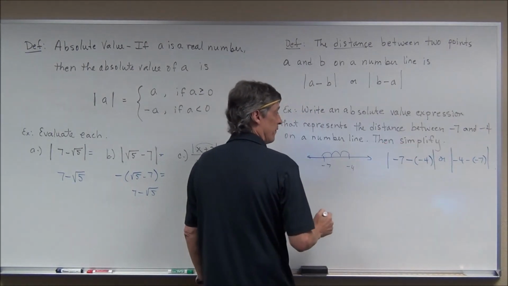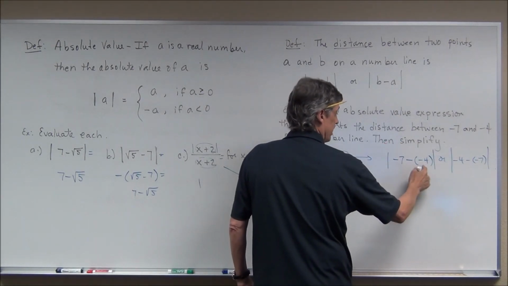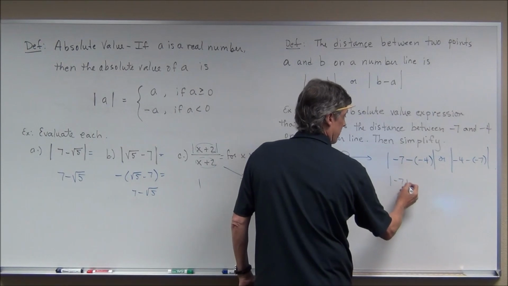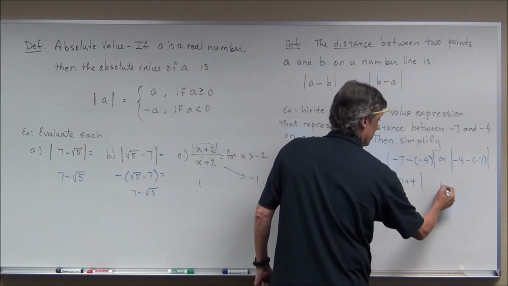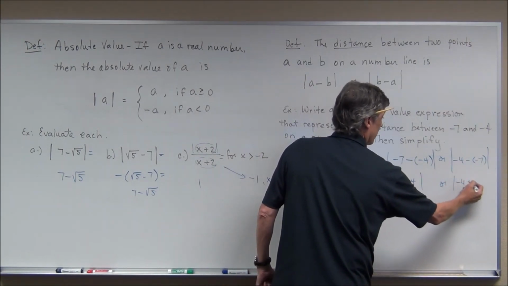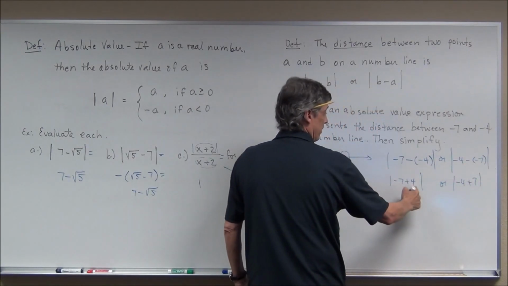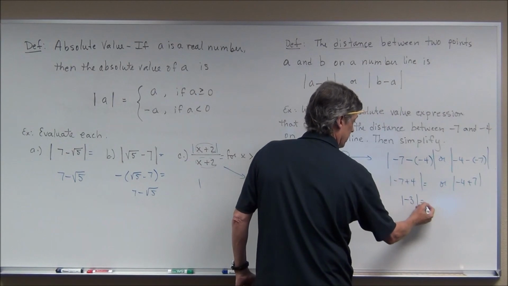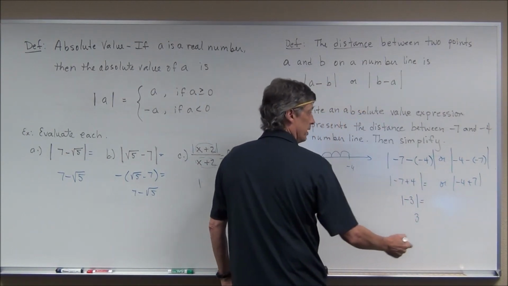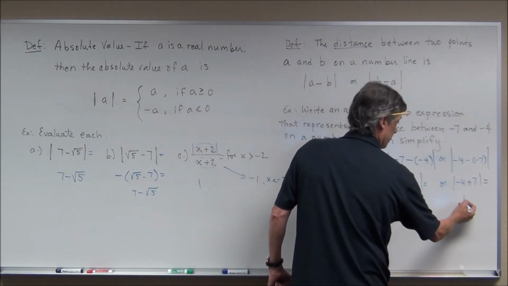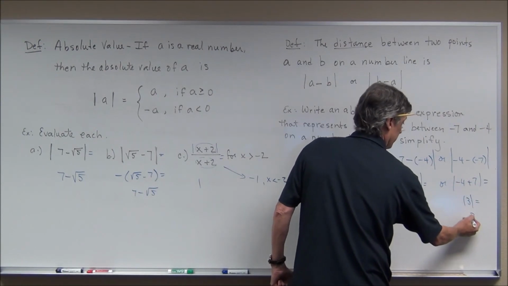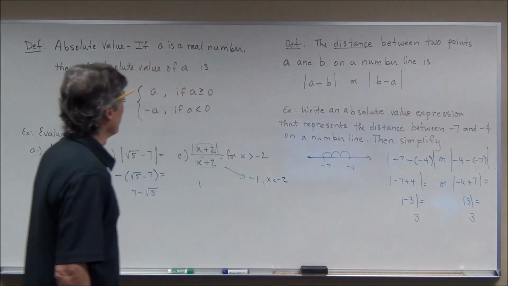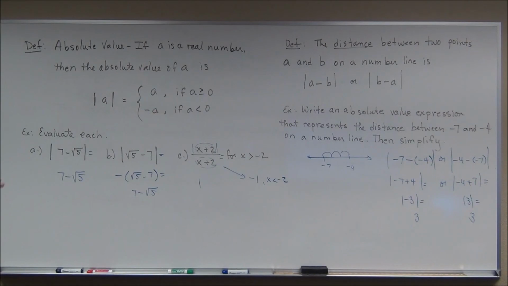It says then simplify. Negative 7 minus a negative 4, of course, that's the same as negative 7 plus 4. Over here, that's the same as negative 4 plus 7. Negative 7 plus 4 is negative 3. This is the absolute value of negative 3, which of course is positive 3. Over here, this is equal to the absolute value of 3, which of course is 3. So you get the same answer for either problem, for either setup of the problem.